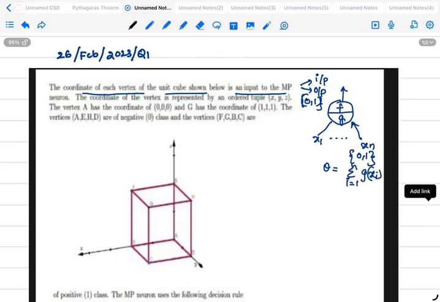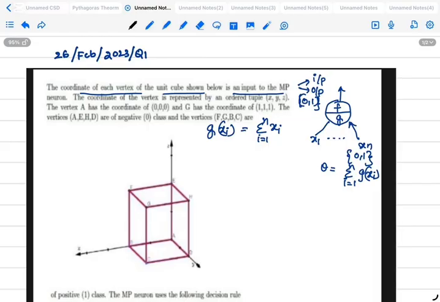So f and g both are functions, and g is the function that aggregates the inputs, that is, the sum. g of xi equals the aggregation, that is the sum, sigma i equals 1 to n of xi. f is a function. f takes a decision, and that decision is the output.